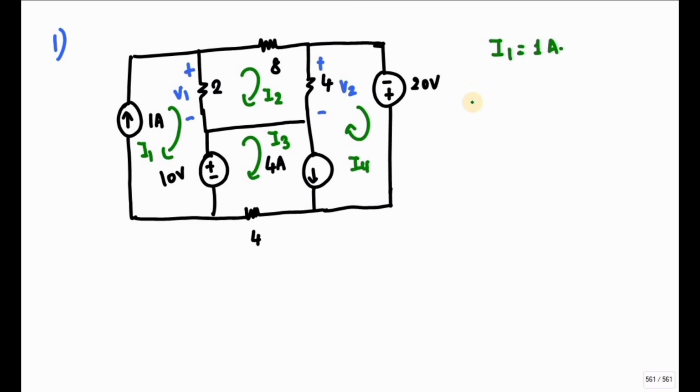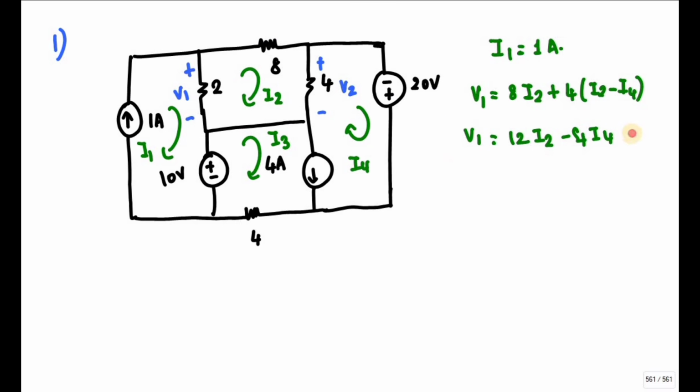Now I'm going to apply the mesh loop for the second loop. V1 is equal to 8 I2 plus 4 into I2 minus I4. So we can write it as 12 I2 minus 4 I4, that is equal to V1. So this is my first equation.